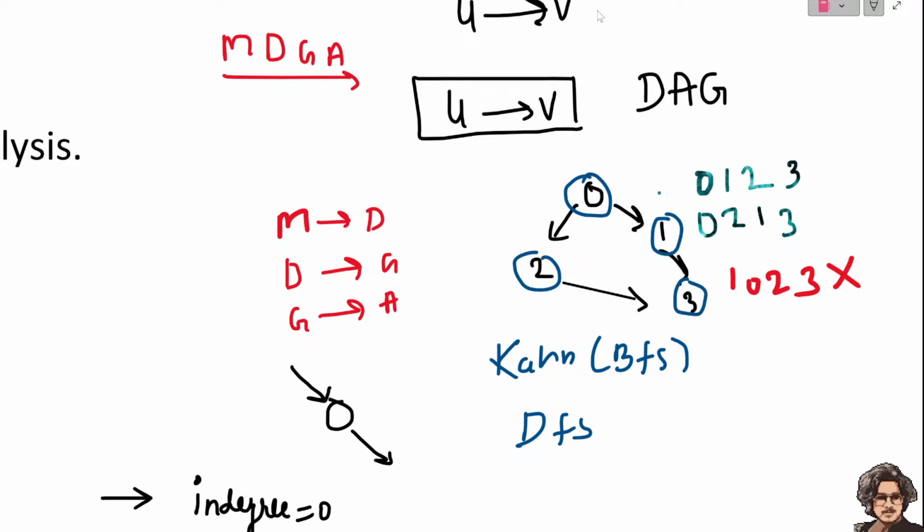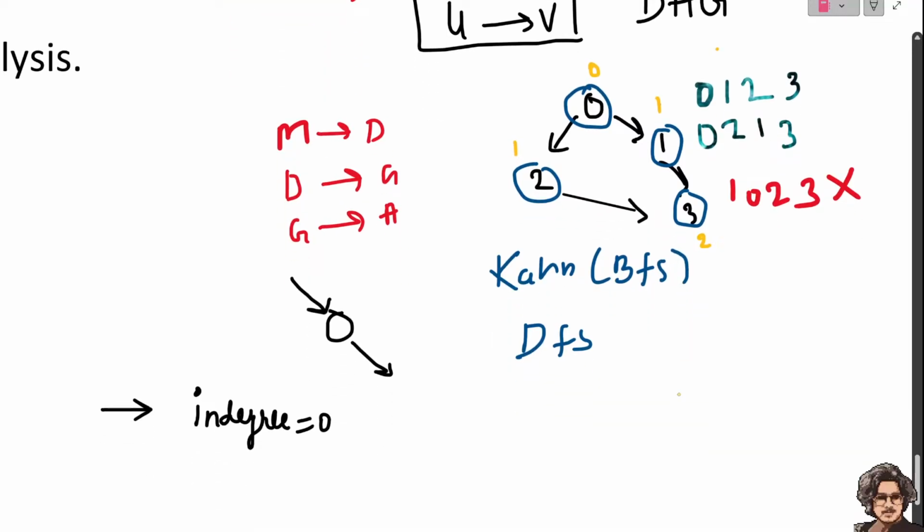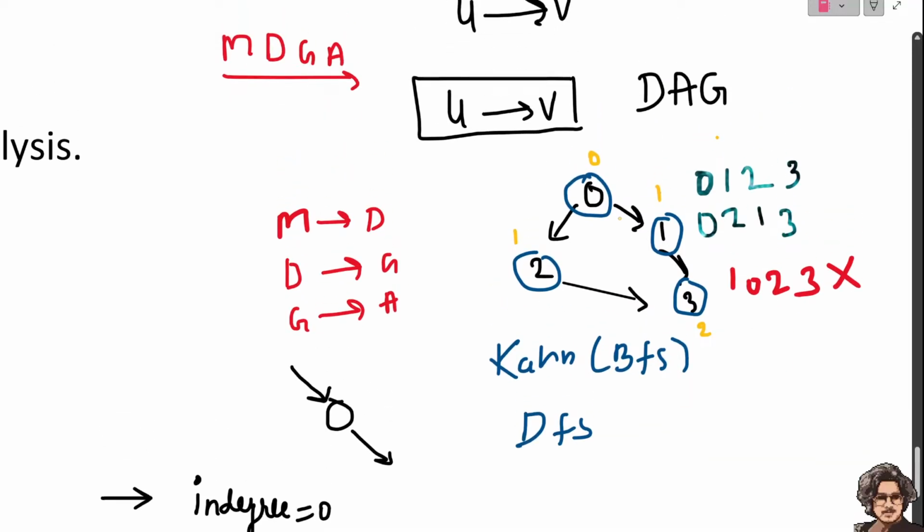So when we have to find the in degree of this one, the in degree of this one is 0, the in degree of this one is 1, the in degree of this one is 1, and the in degree of this one is 2. So by this we can find it. Push the element if the in degree is 0.